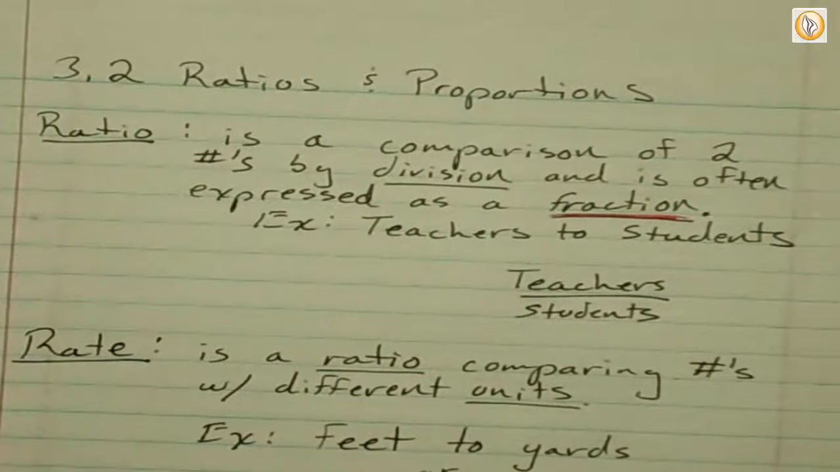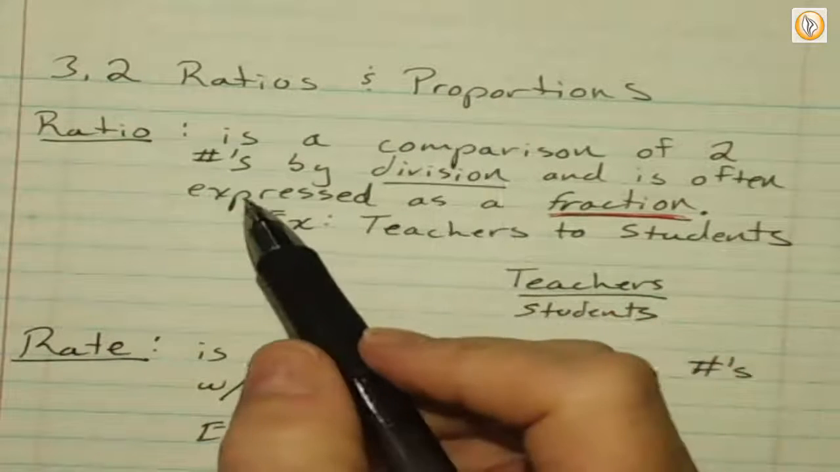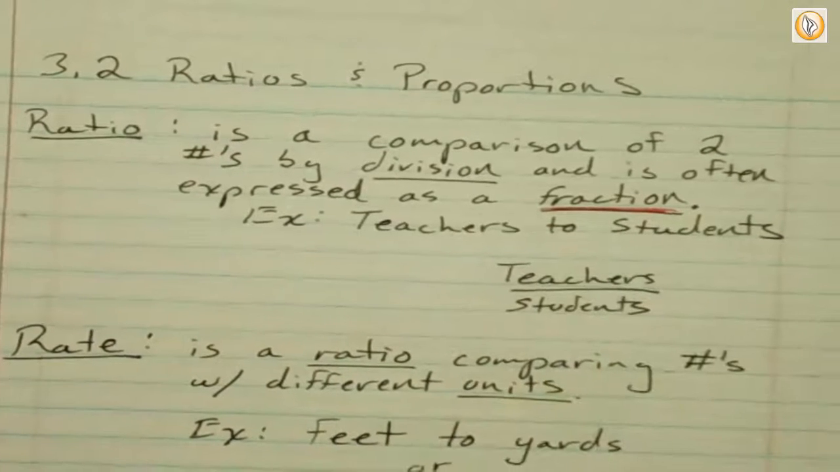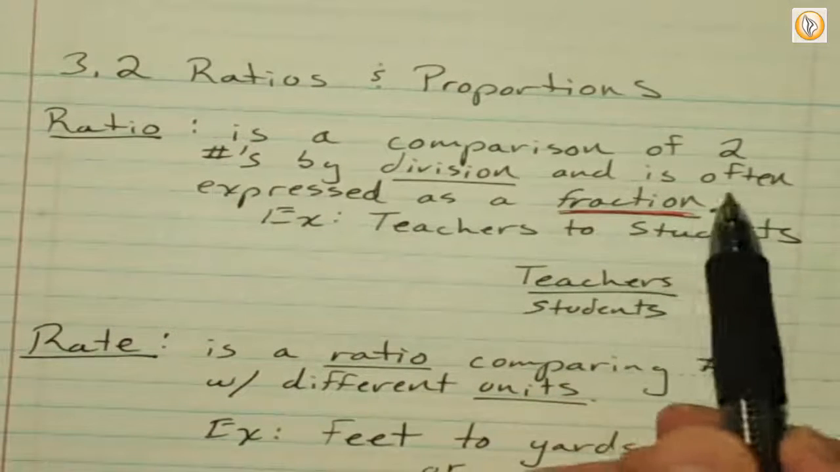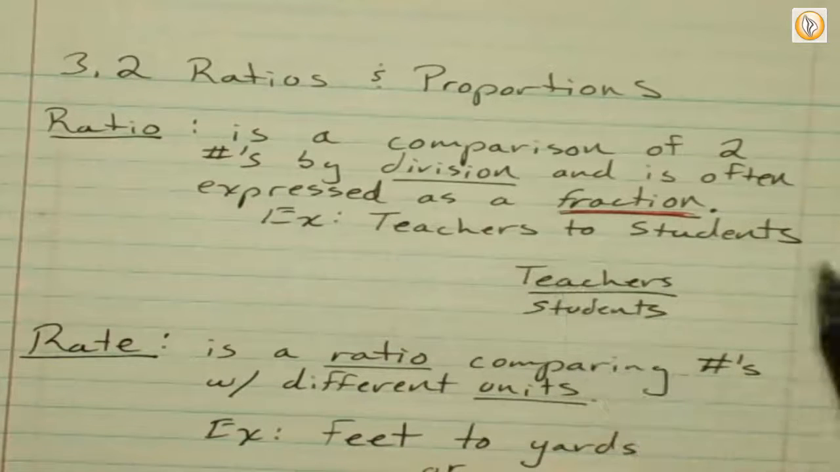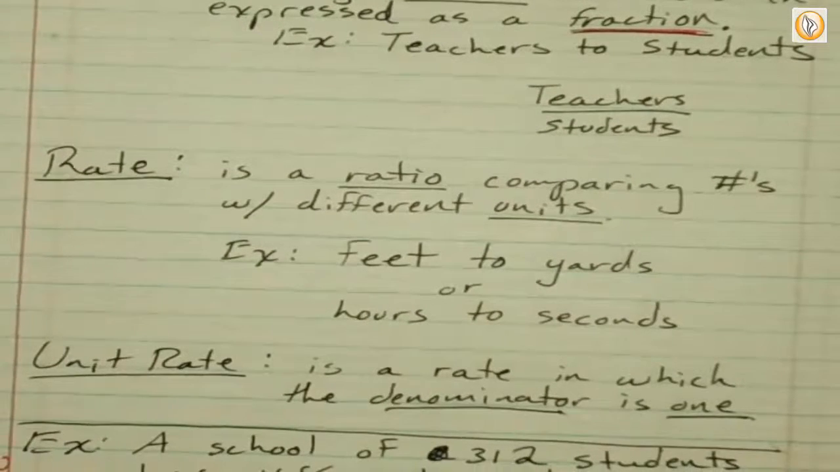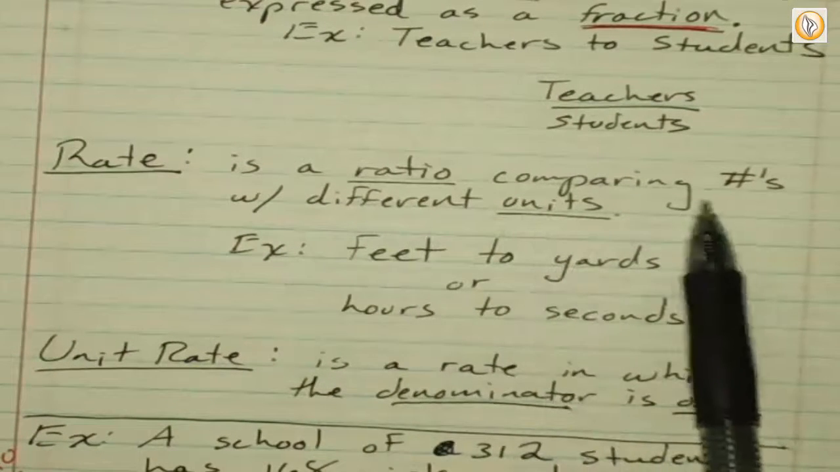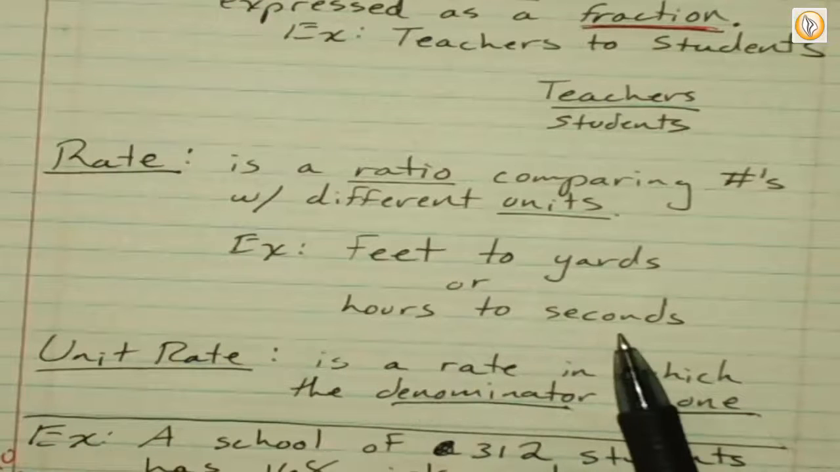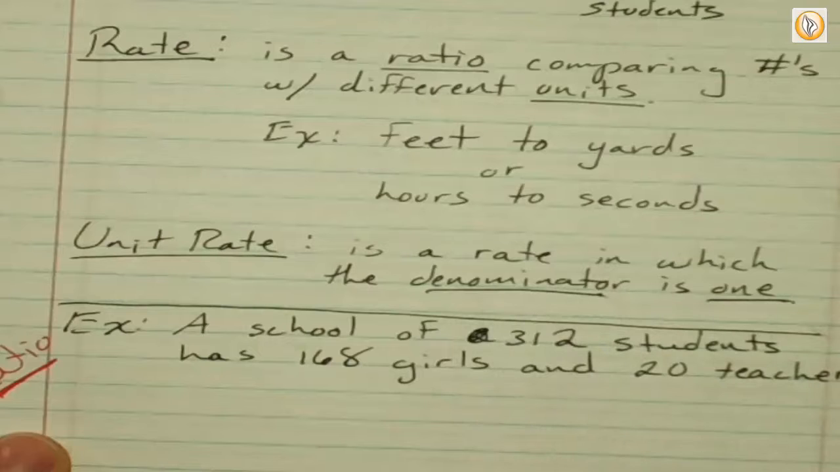Valeria, if you're just now joining us, we are doing 3.2 ratios and proportions. So what I'm going to do is read this to you. You pause and write it down because we got to keep moving. A ratio is a comparison of two numbers by division and is often expressed as a fraction. Example, teachers to students, and it's written like this. A rate is a ratio comparing numbers with different units, as in feet to yards or hours to seconds. And a unit rate is a rate in which the denominator is 1.